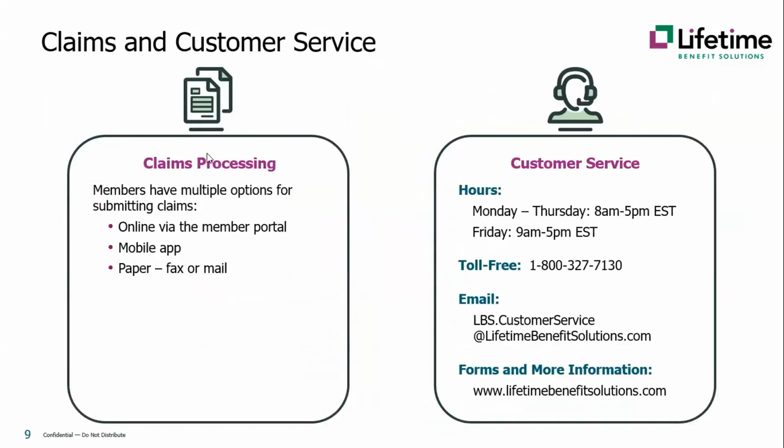We've already mentioned claims processing. There is a customer service 800 phone number. It's available Monday through Thursday, 8 a.m. to 5 p.m. Eastern Standard Time, and Friday, 9 a.m. to 5 p.m. We do have an email address. If you want to send us an email, go ahead and do that, and we'll get right back to you. And then forms and more information is available on our website.